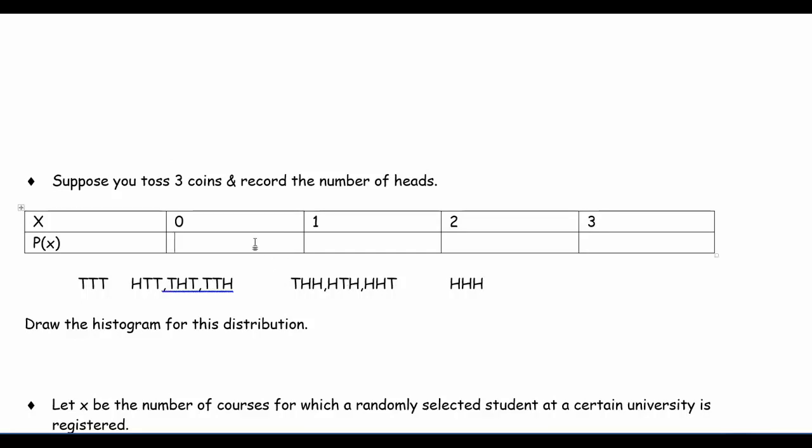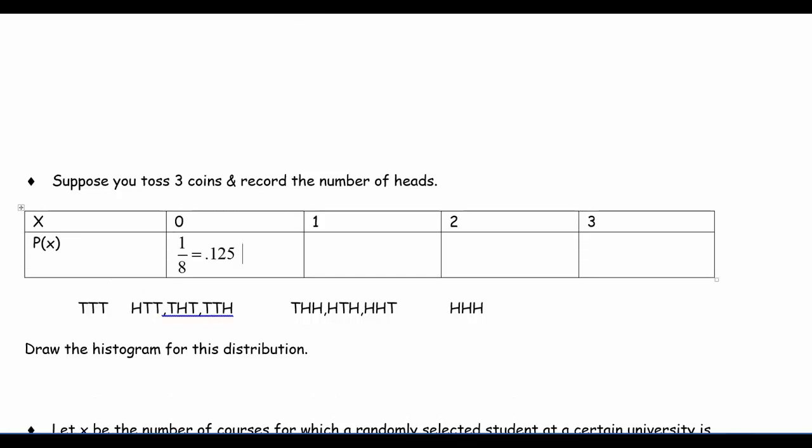So the probability of 0 heads is 1/8, or 0.125. The number of ways I get one head out of the three coin tosses is 3 out of 8. The number of ways I get two heads to show up is also 3 out of 8. And the number of ways I get all three of them to be heads is 1 out of 8. Okay, and so there is our probability distribution for this particular setup.